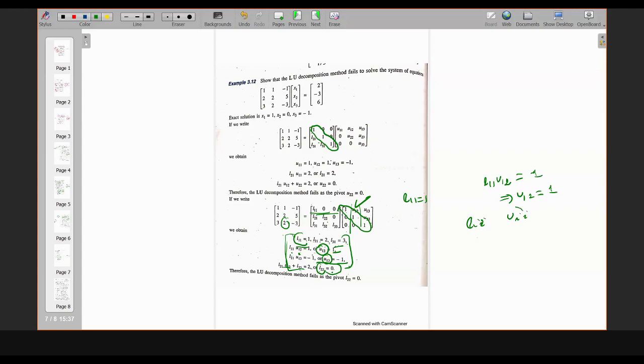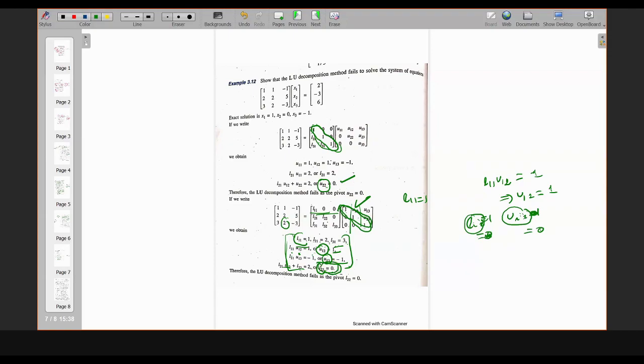When you take Uii equal to 1, that means one of the elements Lii should be equal to 0. When you consider Lii equal to 1, definitely one of the elements Uii must be equal to 0. You can see here, when you take Lii equal to 1, you find U22 equals 0. When you take Uii equal to 1, you observe L22 equals 0.